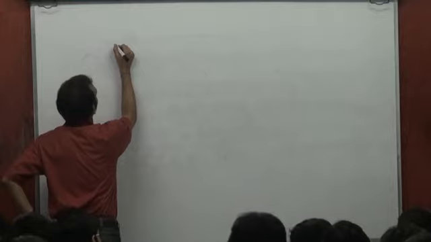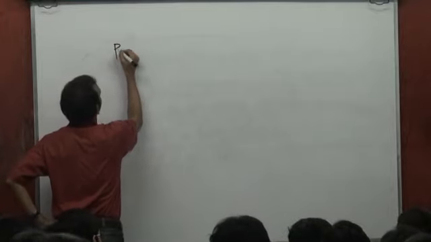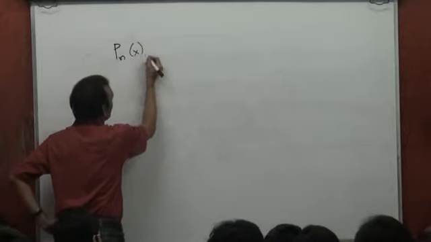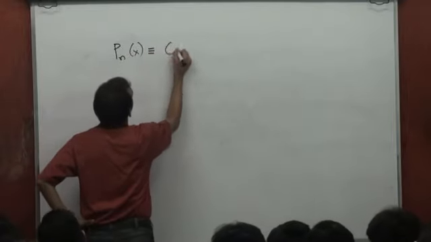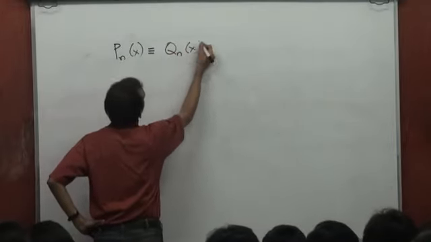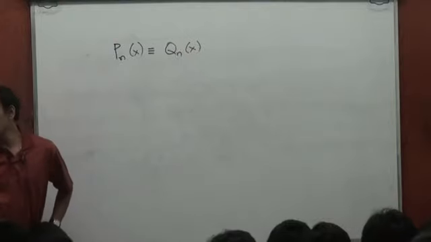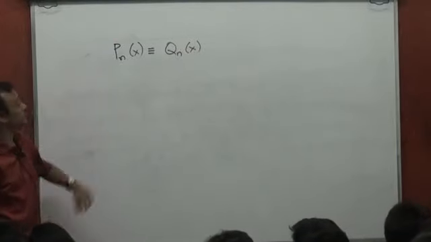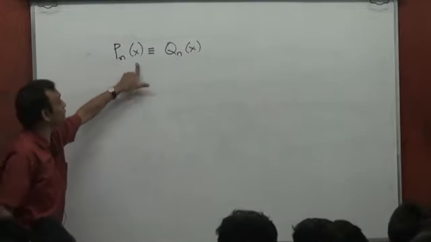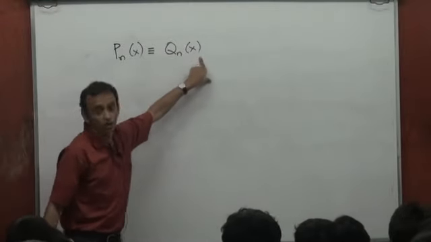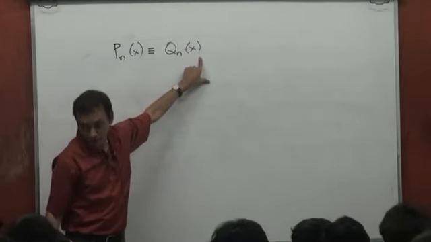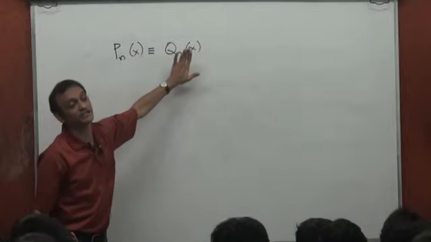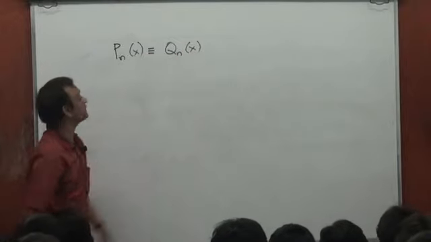Now, if two polynomials are identical, say P(x), a certain polynomial, is identically equal to another polynomial Q(x), that means for any value of x, the value of this expression will be equal to the value of this expression for the same value of x. That's when these are said to be identical, right?